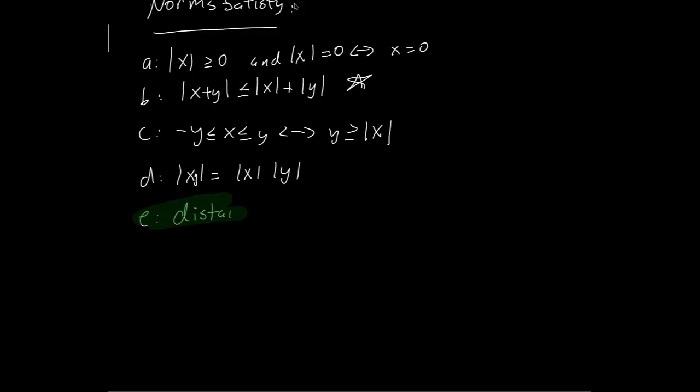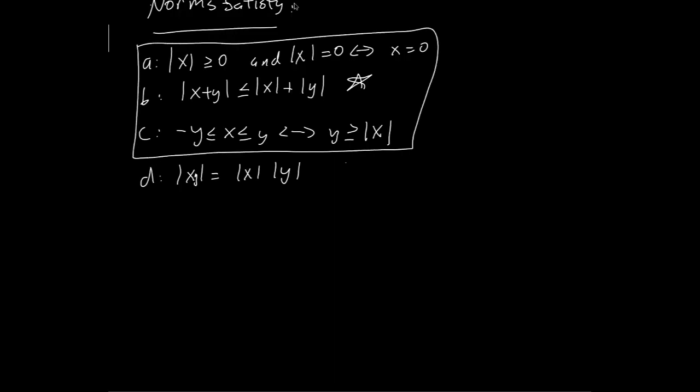So I'll actually write this. Two things form a norm, right? This is what norms satisfy. Wait, no, it's actually not unique to absolute values. Let's just say norms satisfy this, right?